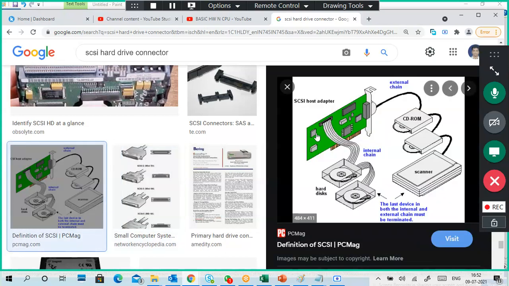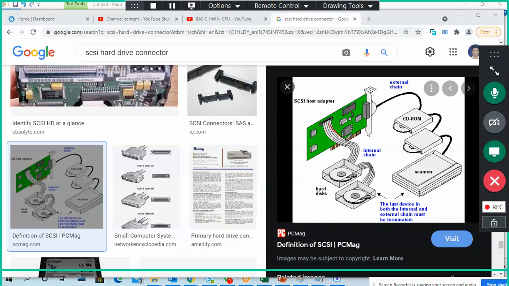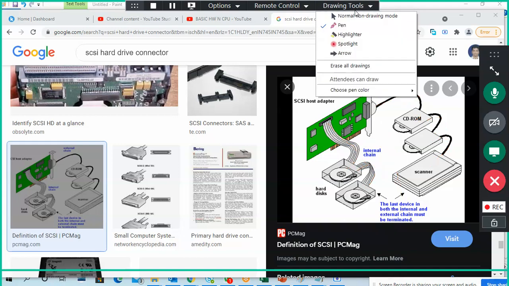See, this is a SCSI adapter, and internally hard disks are connected. This is connected to here, and this is connected to here, and the cable goes from here to here. Now this is the external one. The external chain is connected to a CD-ROM, then another CD-ROM, and then a scanner. This is the internal chain, this is the external chain. Got it? This is how a traditional SCSI controller looks.